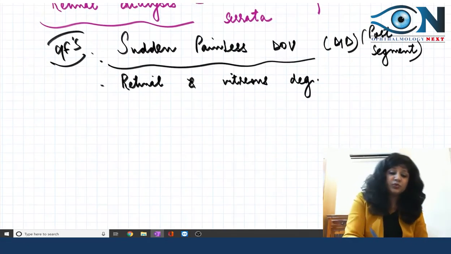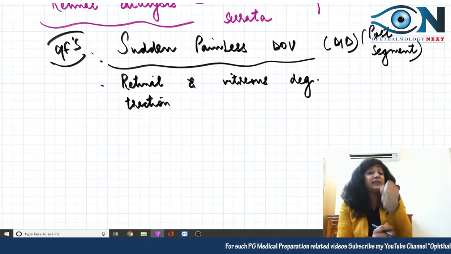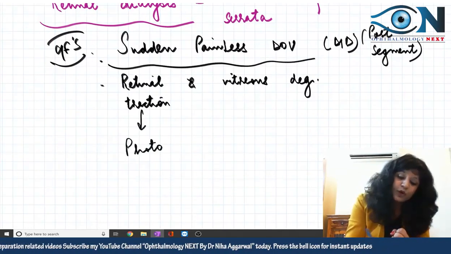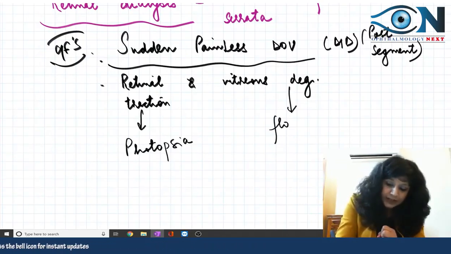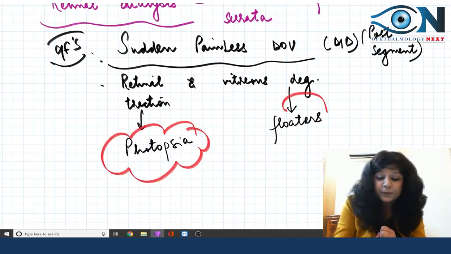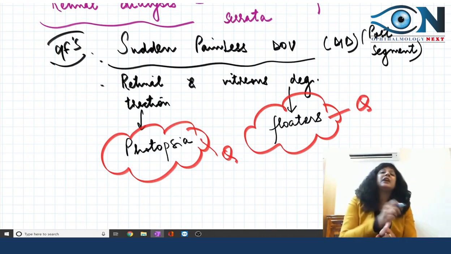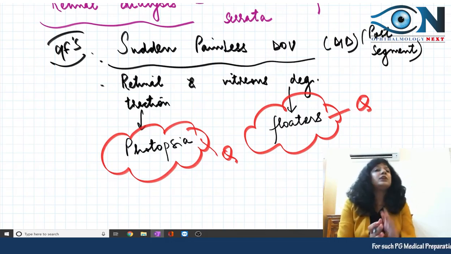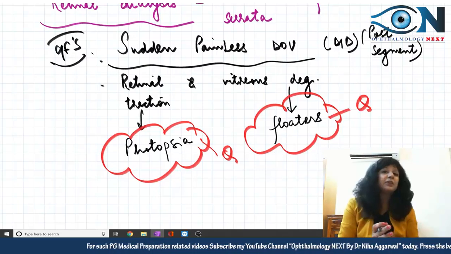Due to the retinal traction, because we have irritation of the retina, an electrical tissue, what is the important thing that takes place? That is photopsia. While due to the vitreous degeneration, the important thing we have is floaters. And that is why I always say that photopsia and floaters are the key points of the RRD. If they say it is a case of detachment and they are talking about photopsia and floaters, undoubtedly they are talking about the RRD. Nothing else can be the cause.